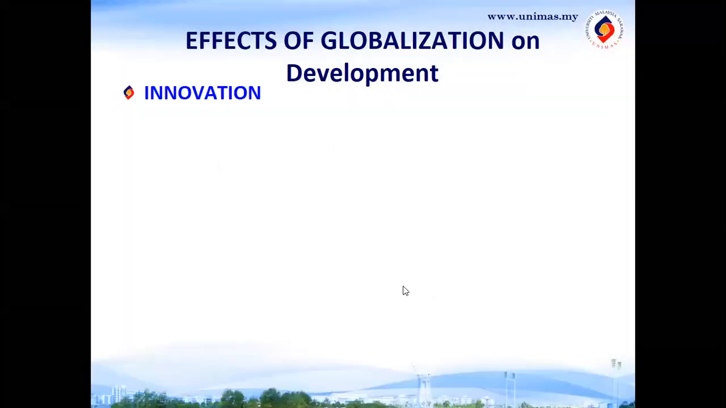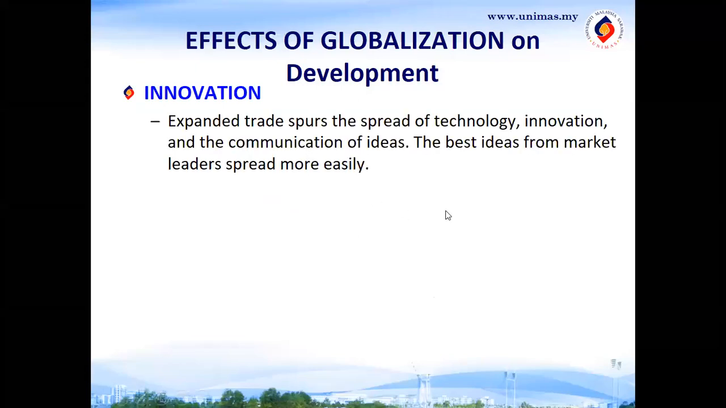Also, in terms of innovation, globalization has contributed to greater innovation as well. Expanded trade spurs the spread of technology, innovation, and more communication of ideas. All right. So the best ideas from market leaders will spread more easily. So there is this continued innovation.